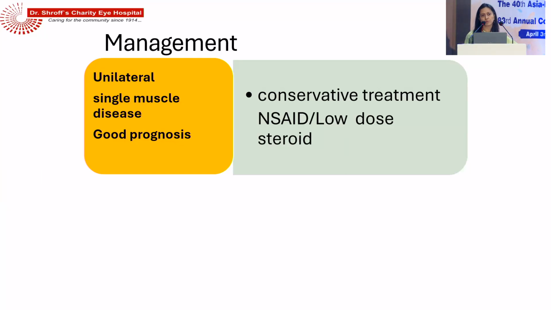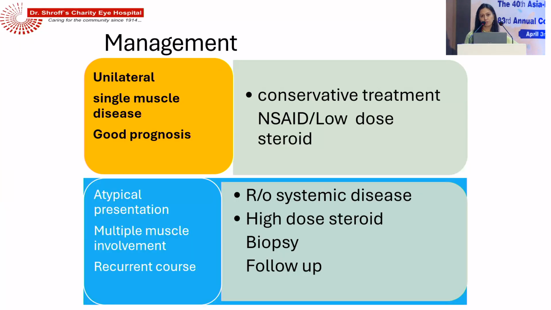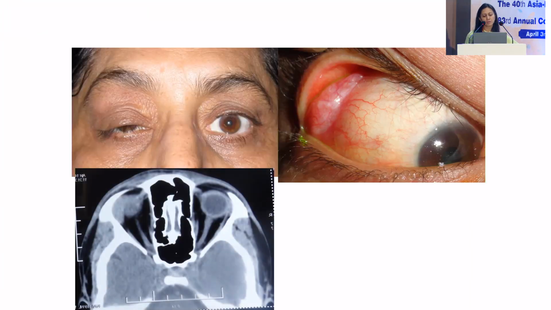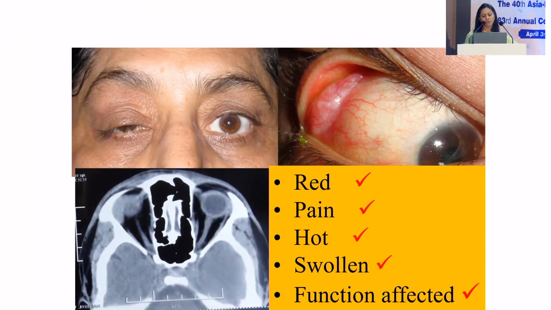So conservative treatment with either NSAID or low dose steroid is sufficient. But if it's an atypical presentation, multiple muscle involvement or recurrent course of disease, we need to rule out any systemic cause, and more often than not they will need high dose steroid and sometimes biopsy if it's a recurrent inflammation.